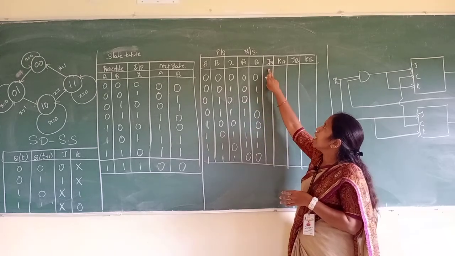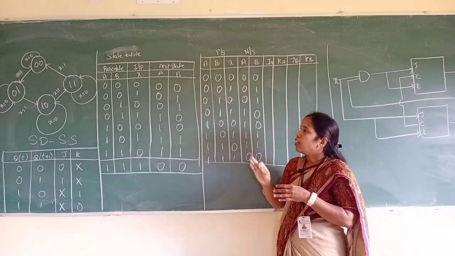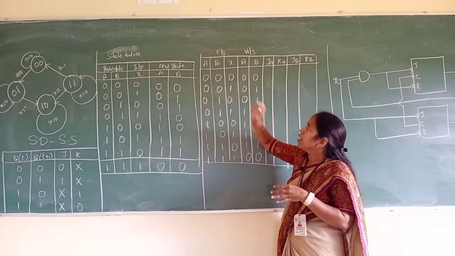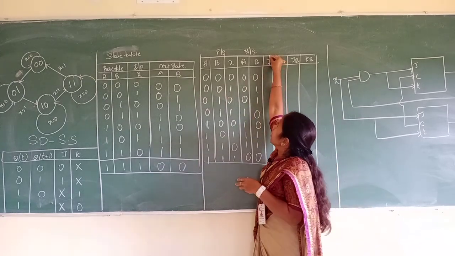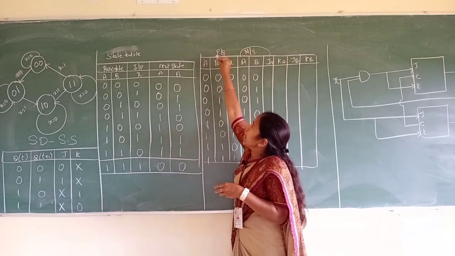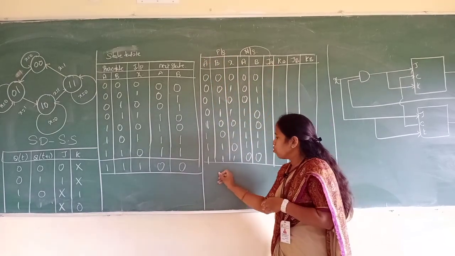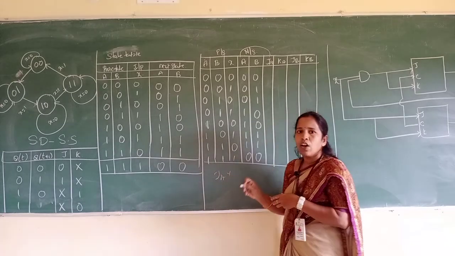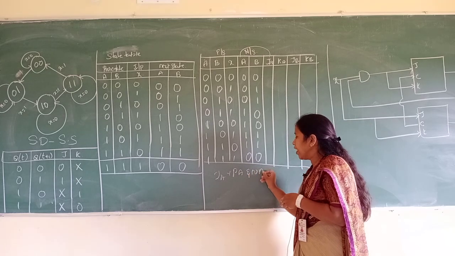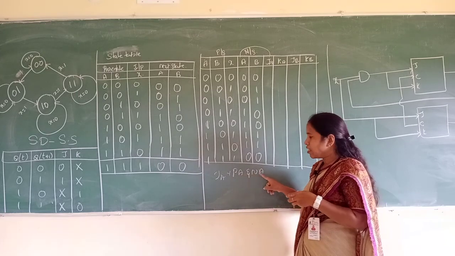If you check here, first the JA, KA values. When the flip-flop is moving from the present state to the next state, JA is going to take two input values: the present state input as well as the next state input value. So JA is going to consider the present state A value and the next state A value.